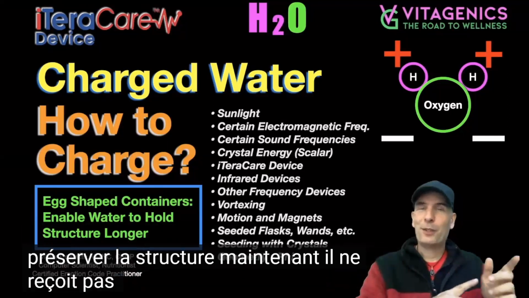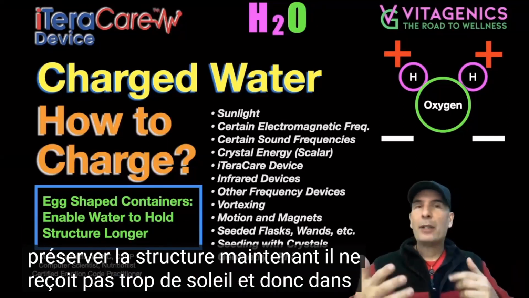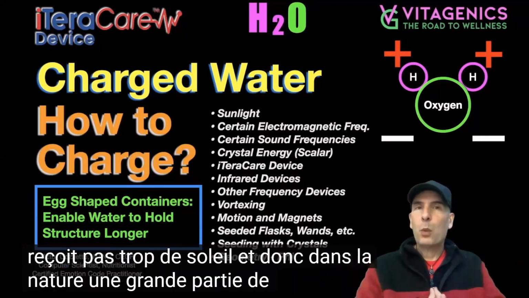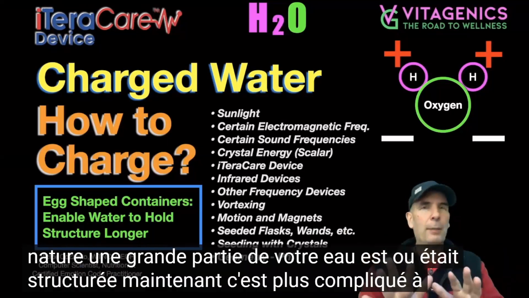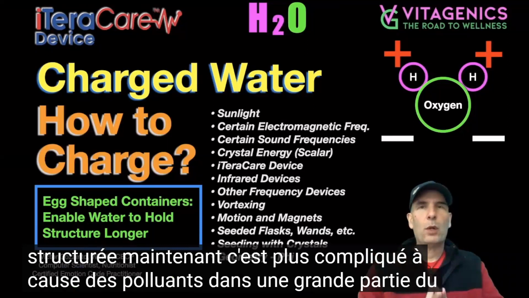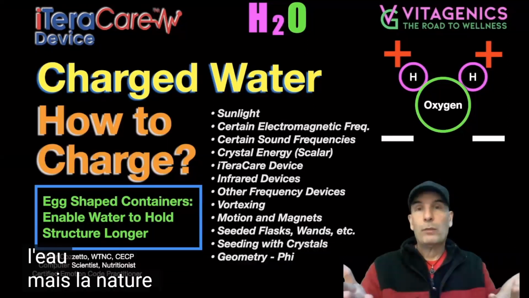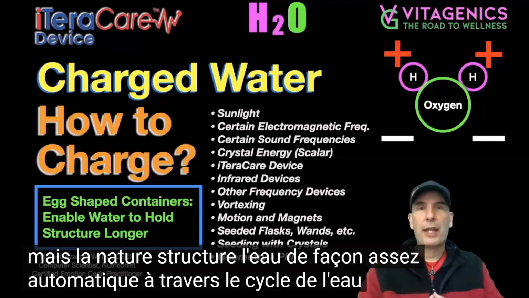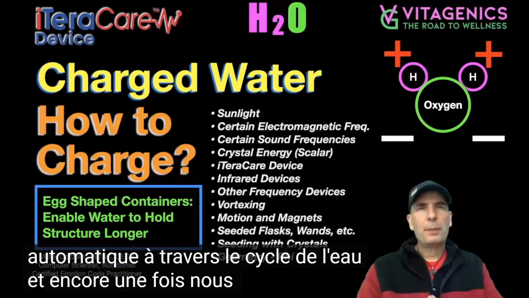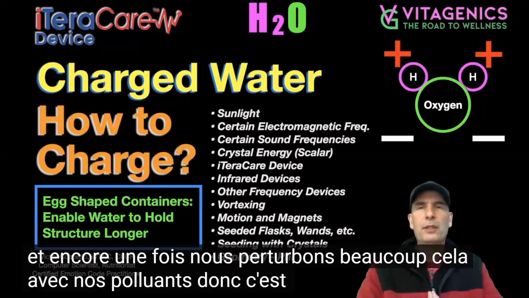That actually helps preserve the structure. Now it's not getting too much sunlight. And so out in nature, much of your water is or was structured. Now it's more complicated because of pollutants in much of the water. But nature structures water just kind of automatically through the water cycle. And again, we are disrupting that a lot with our pollutants, so that's a different problem.